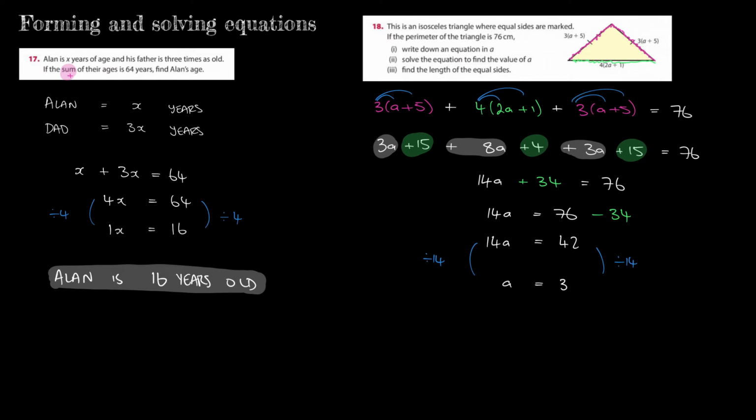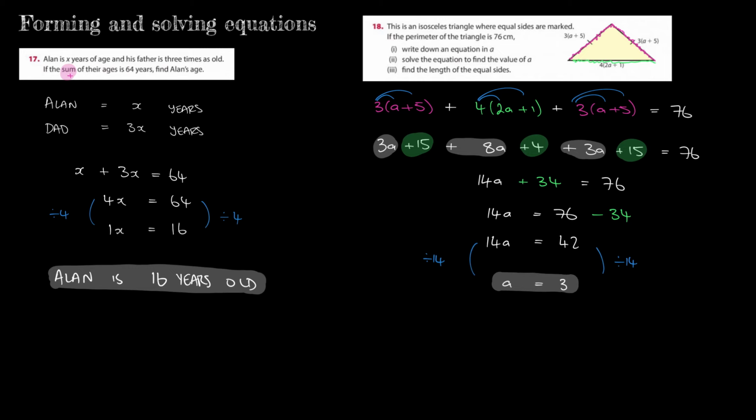So what we've done so far is we wrote down the equation. This would have been the equation here, and that's the equation simplified. Solve the equation. This is the equation solved. Find the length of the equal sides. So 3 times a plus 5 would be the next step.